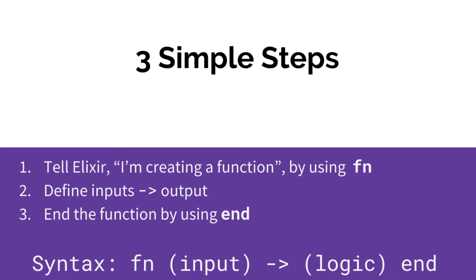As we went over before, you can create an anonymous function in 3 simple steps. Here you see the syntax. fn input yields some type of logic, which is going to be the output, end.